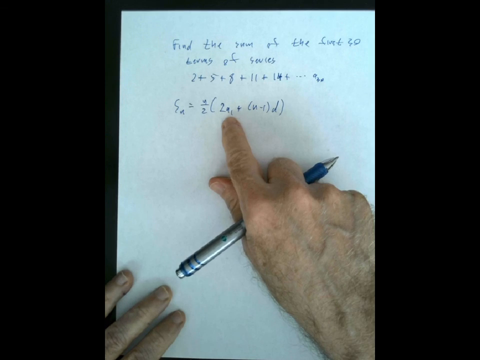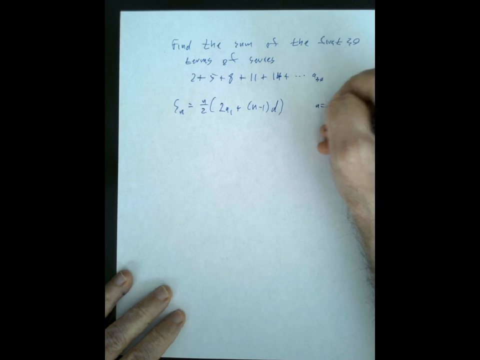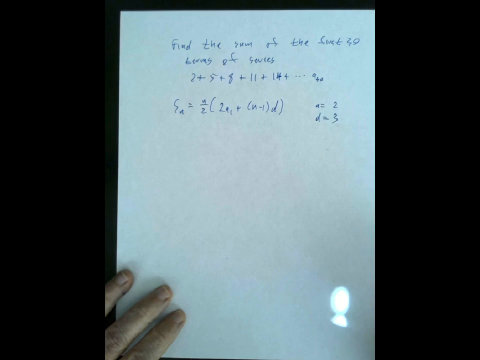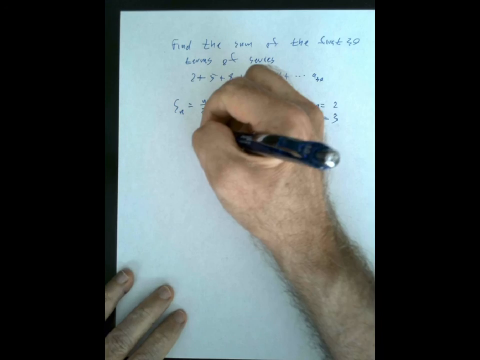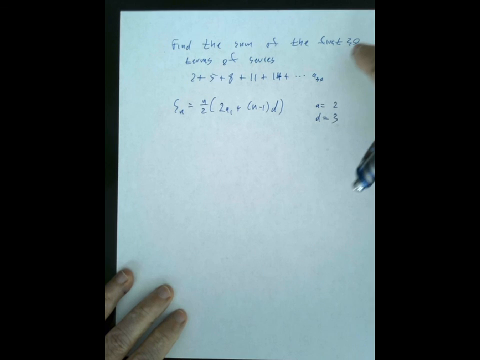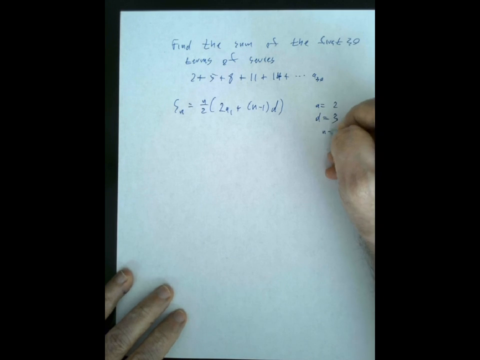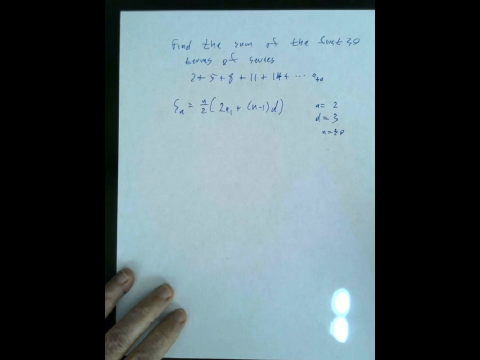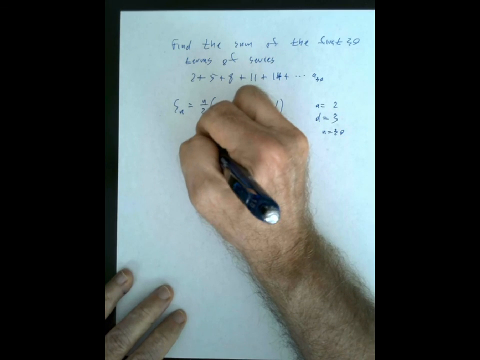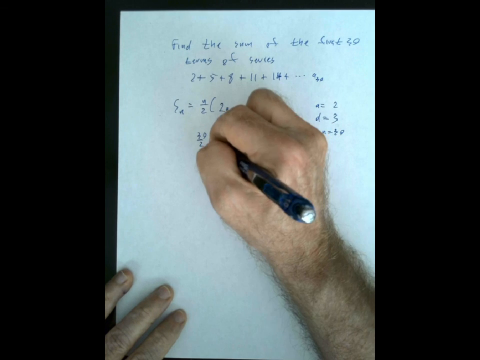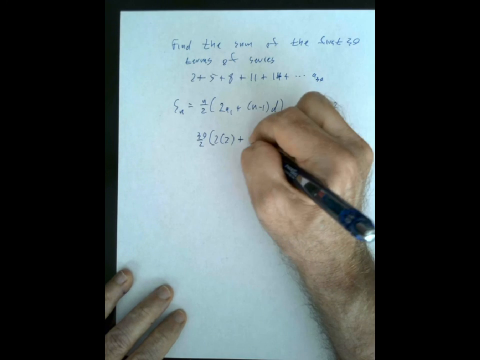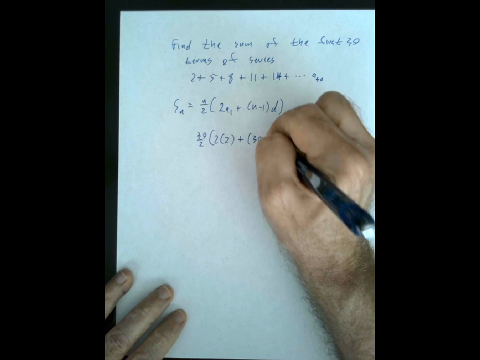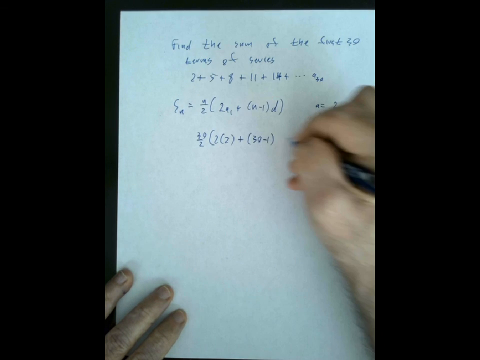So a sub 1 is equal to 2, and you can see here that d, the common difference, is 3, right? Because each of the numbers has 3 between them. We're adding 3 each time. So let's plunk this in. We want 30 terms, so n is equal to 30, right? So that's going to be 30 divided by 2 times 2 times 2 plus 30 minus 1 times 3.